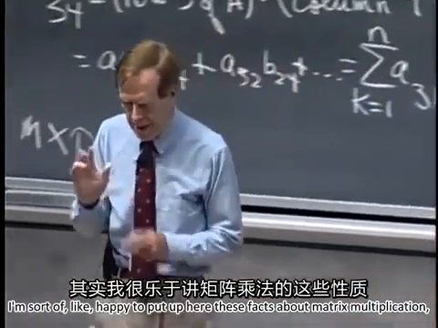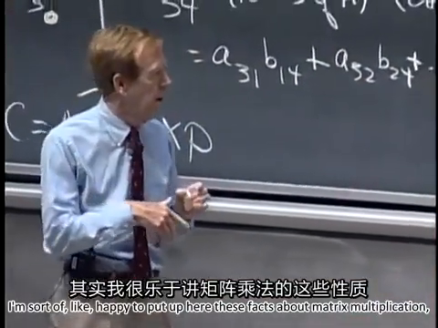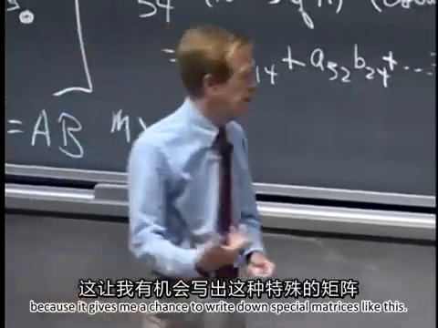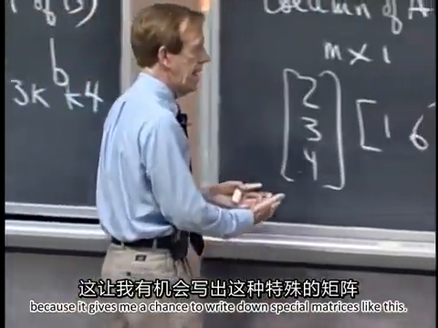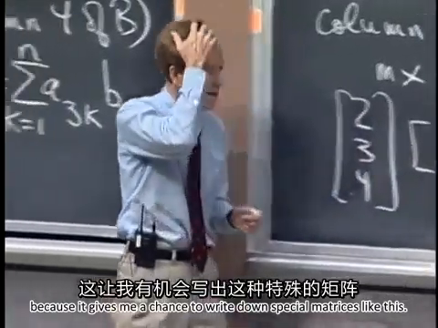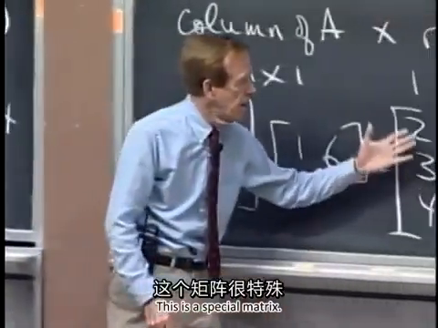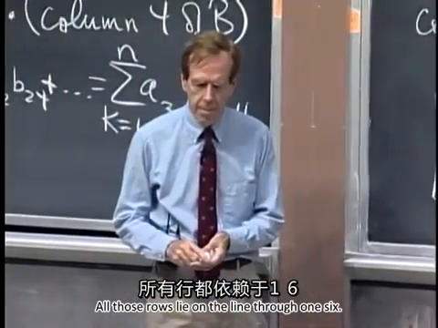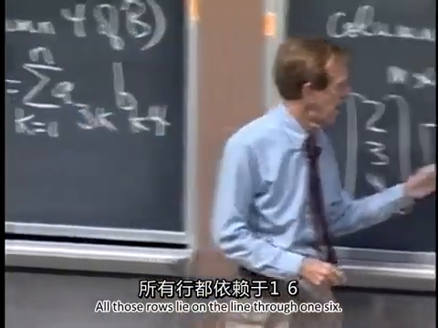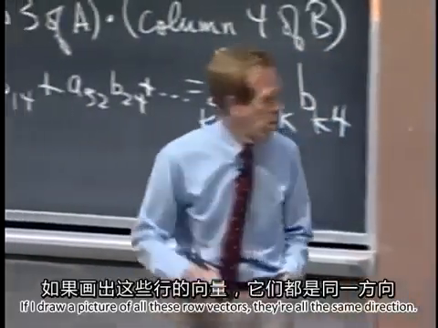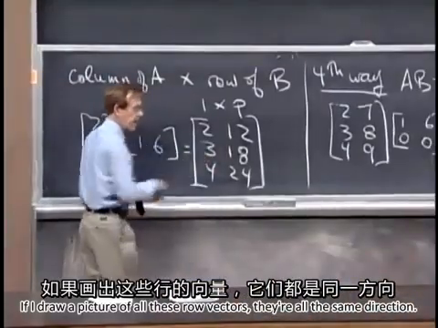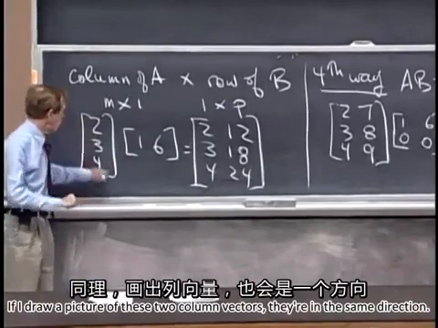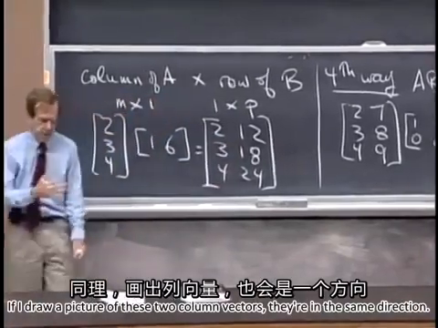I'm happy to put up here these facts about matrix multiplication because it gives me a chance to write down special matrices like this. This is a special matrix. All those rows lie on the same line. All those rows lie on the line through 1, 6. If I draw a picture of all these row vectors, they're all the same direction. If I draw a picture of these 2 column vectors, they're in the same direction.